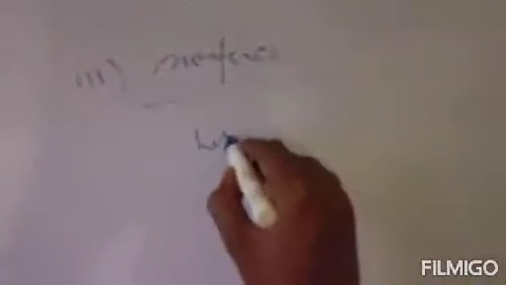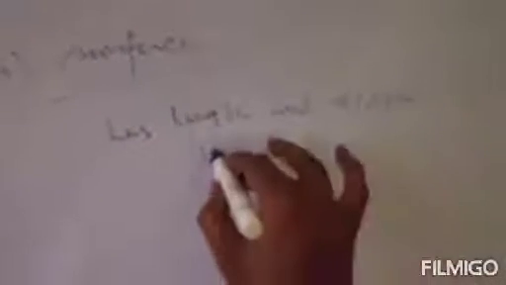Number 3 is surface. What is surface? Surface, like plane, also has length and width, but it has no thickness. So number 1, surface has length and width, but no thickness.